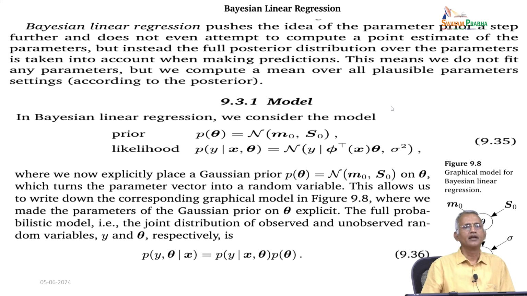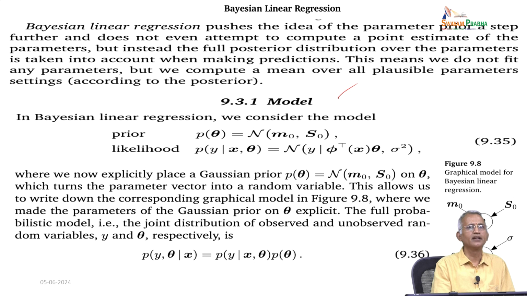Now, Bayesian linear regression. Bayesian linear regression pushes the idea of a parameter prior a step further and does not even attempt to compute a point estimate of the parameters, but instead the full posterior distribution over the parameters is taken into account when making predictions. This means we do not fit any parameters, but we compute a mean over all plausible parameter settings according to the posterior. Now, we have a model.